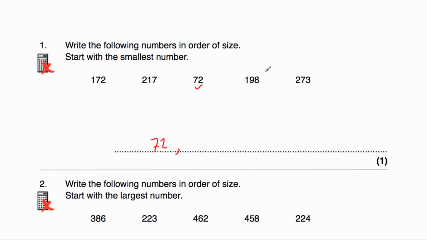Next, we're going to be dealing with the 100s, so it's not going to be the 200s. So we've got 172 and 198. 172 is the next smallest, then 198. So we've done the numbers in the 100s. Now the numbers in the 200s. We've got a choice of 217 or 273. 217 is smaller, it's only got a 1 in the tens column. And then finally, 273 is the largest. And that's it. So we've arranged those numbers in order of size, starting with the smallest number.